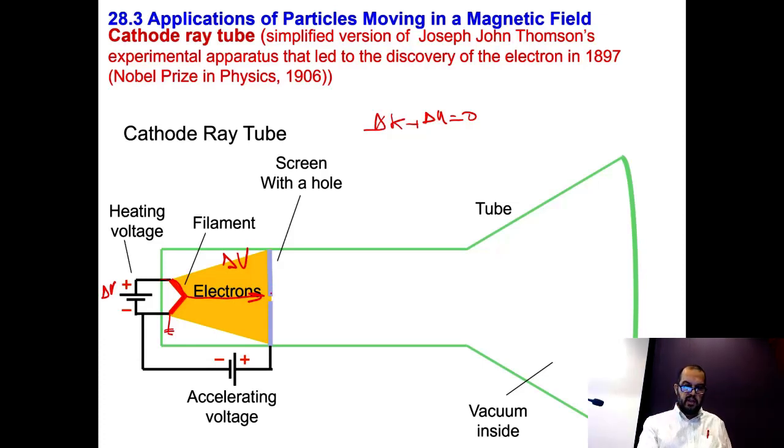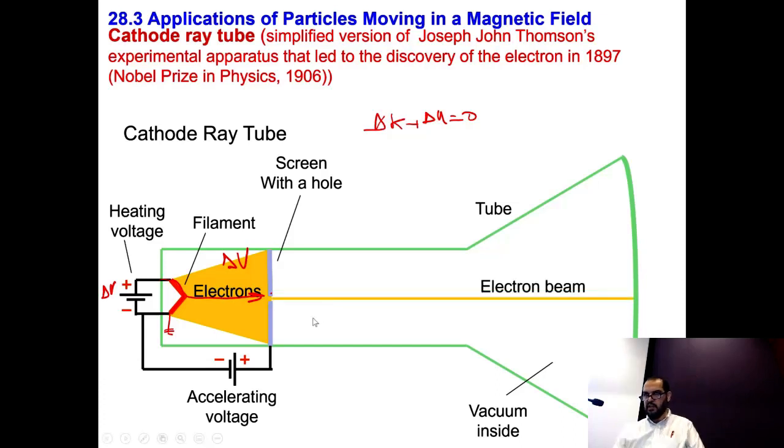Okay, so if there is no electric field or magnetic field, this electron will just continue moving in a straight path. It will hit the fluorescent screen, and you will see a bright spot in the middle of the television screen.